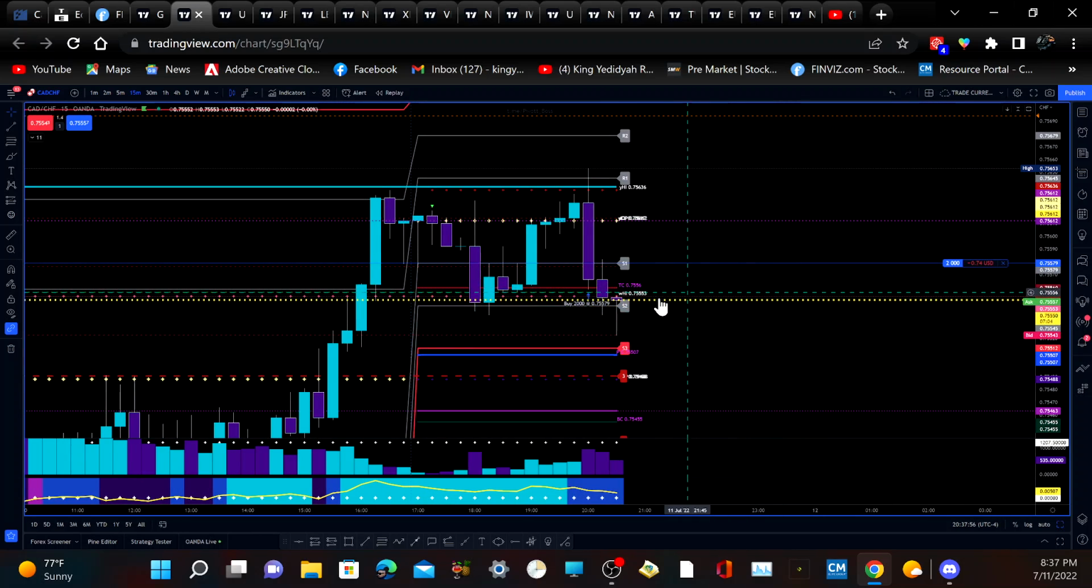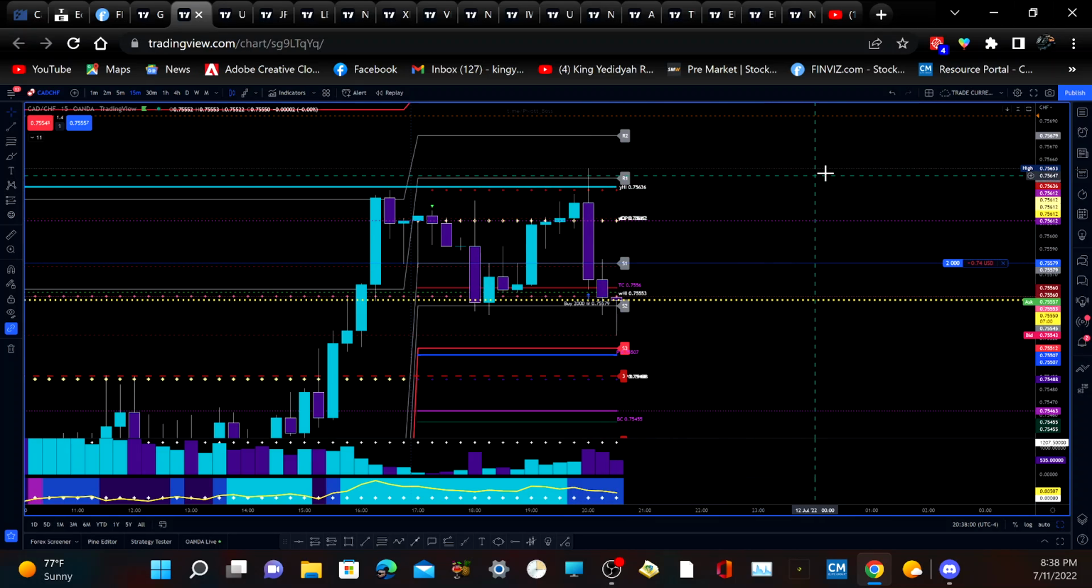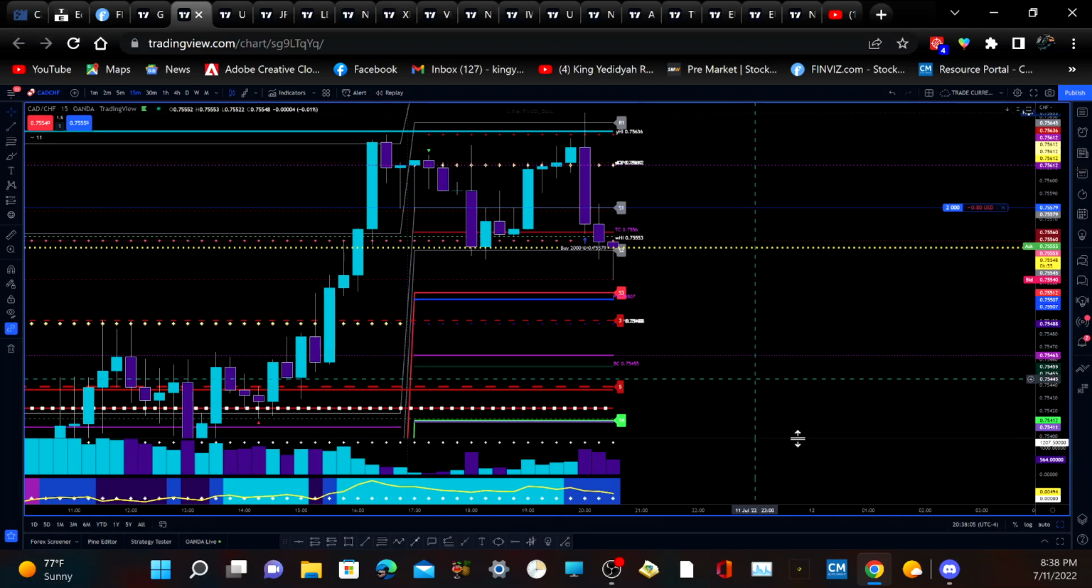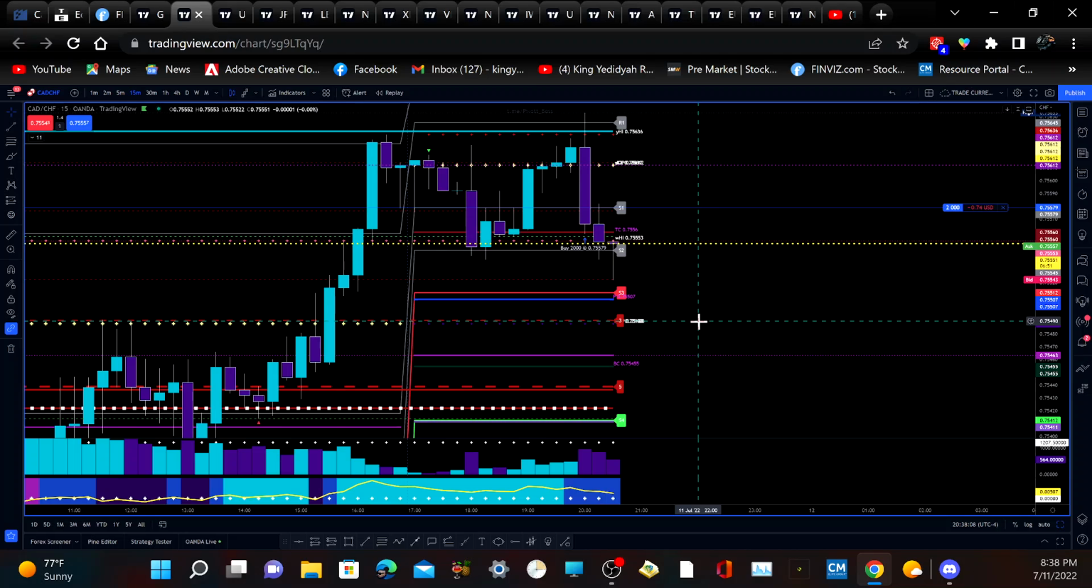Hopefully it works out. So I think I'm going to add at the breakout of R1 and probably move my stop up to below S3 right here, somewhere around here.